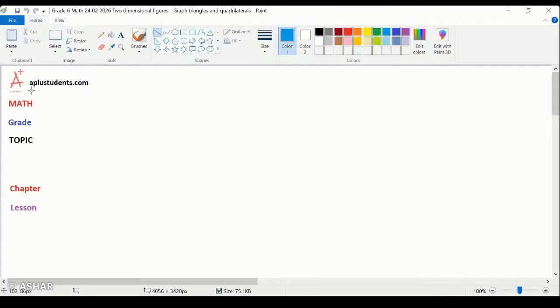What you need to do is go to aplusstudents.com. Once you're on the website, you select math as your subject. This is a grade 6 maths lesson. The name of the topic is two-dimensional figures.